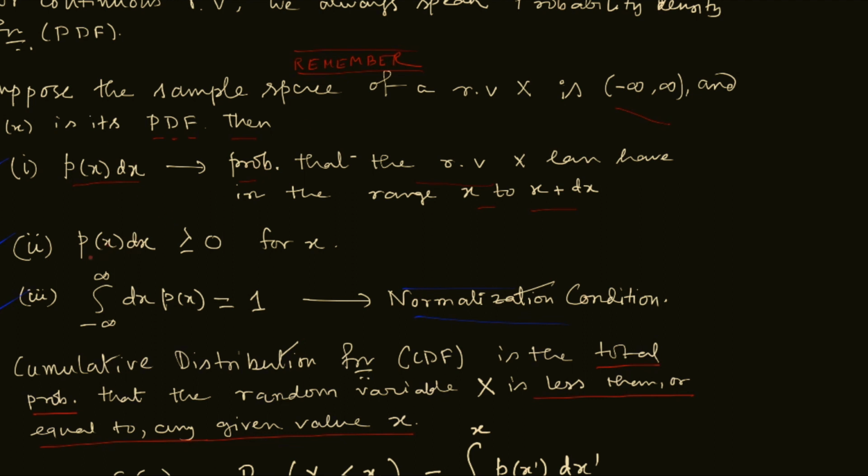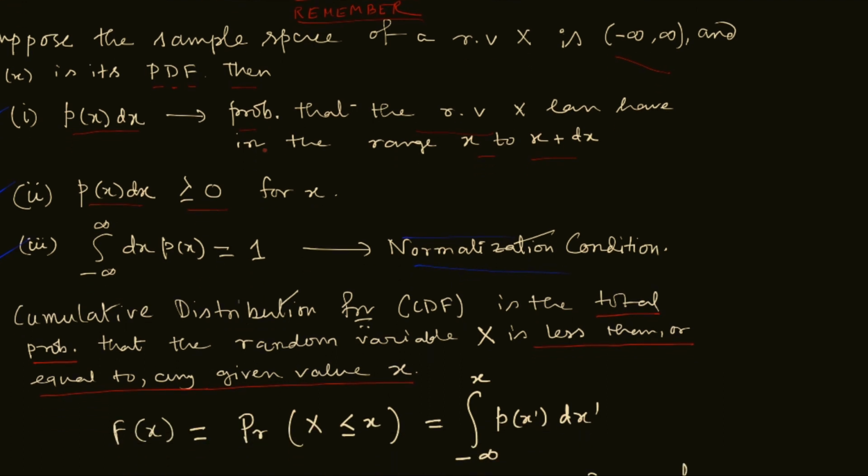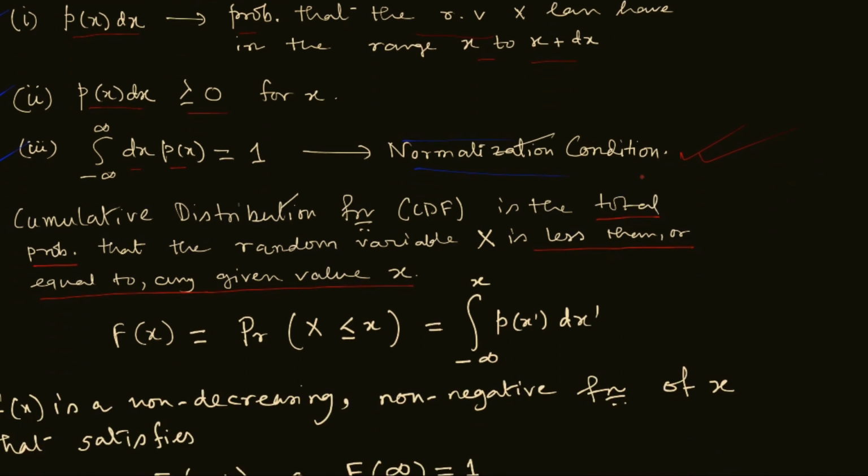The probability p(x) dx is always greater than 0. And there is another condition: for the probability density function, integrating over the whole sample space, that is -infinity to +infinity, the integral of p(x) dx must be 1. This is popularly known as the normalization condition. These three properties are very obvious and very standard.